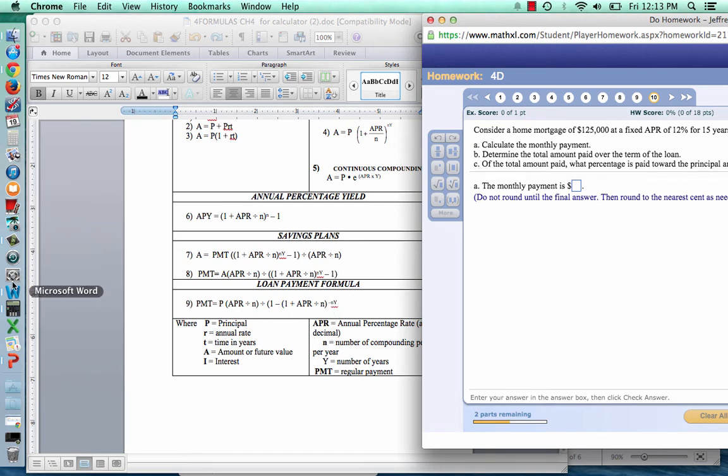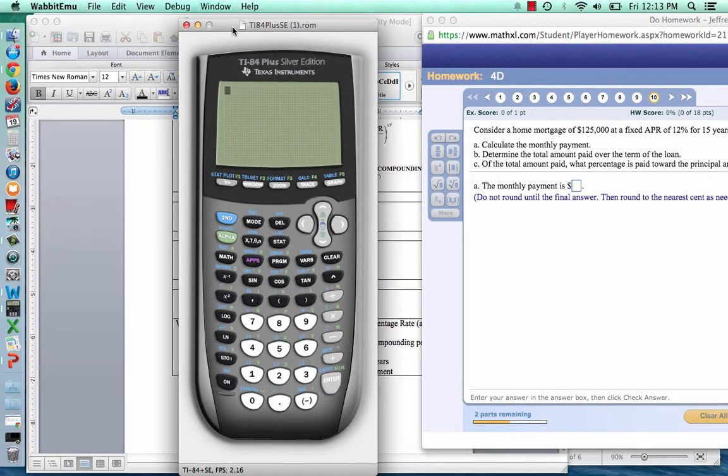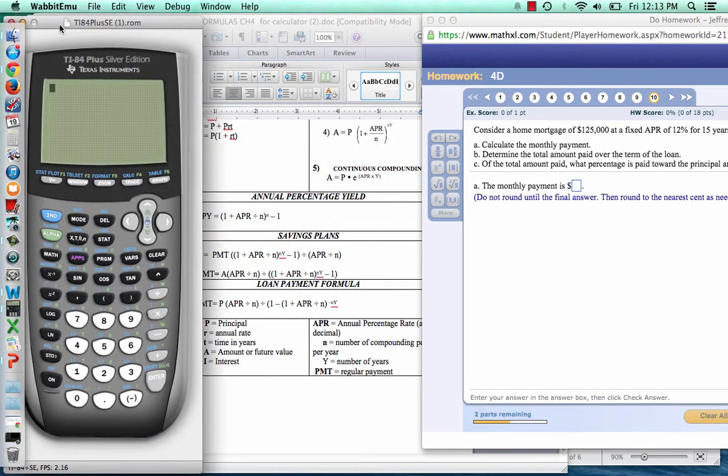So I'm going to type this into the formula using my calculator here. All right, so here we go. I have to do the N times Y really quick. That's 12 times 15 years. So I'll have that number, and then I'll type that in when I use the exponent here.